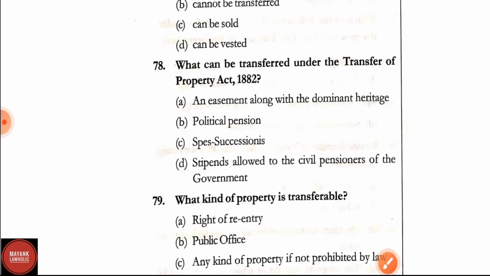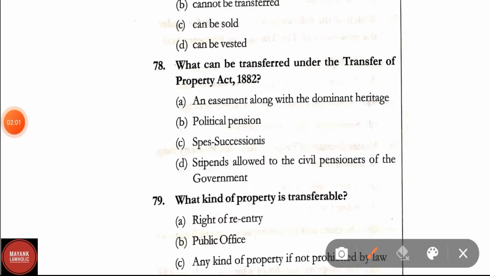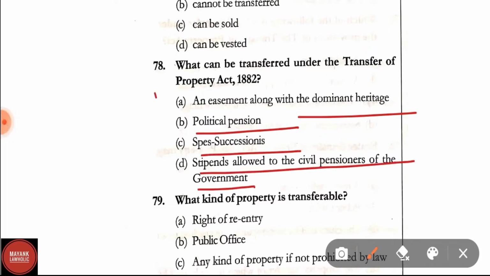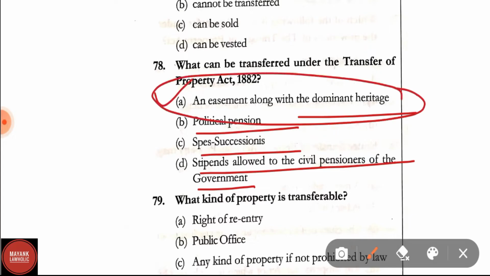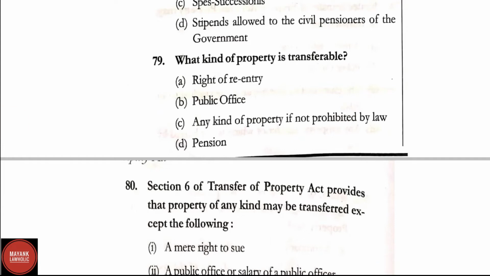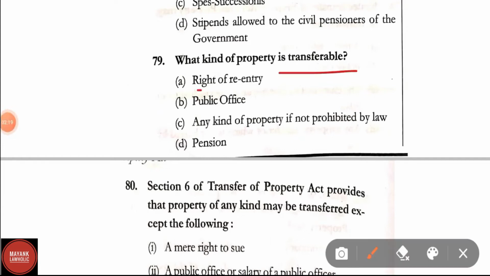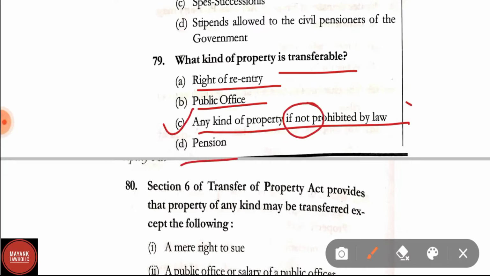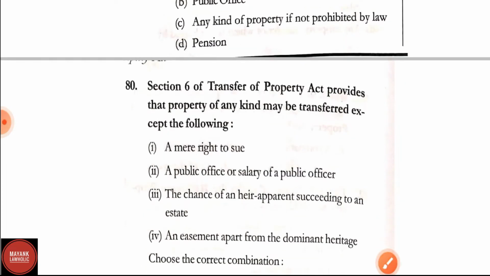Question number 78. What can be transferred under TPA? An easement along with the dominant heritage, political pension, space succession, stipends allowed on the civil pensioners of the government. Correct answer is option A, that is an easement along with the dominant heritage can be transferred. Question number 79. What kind of property is transferable? Right of re-entry, public office, any kind of property if not prohibited by law, pension. Correct answer is option C. That is, any kind of property if not prohibited by law can be transferred in Transfer of Property Act.